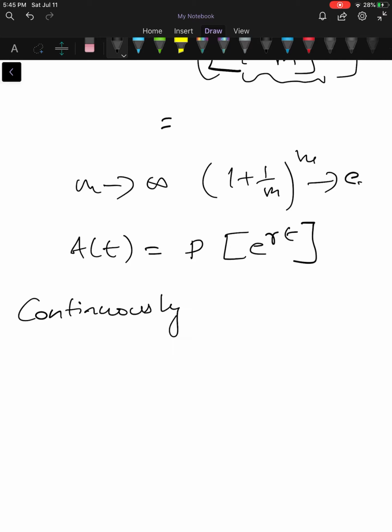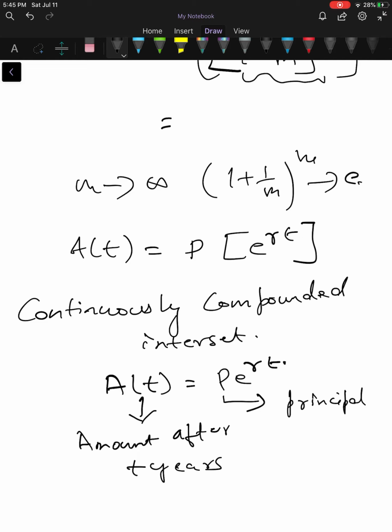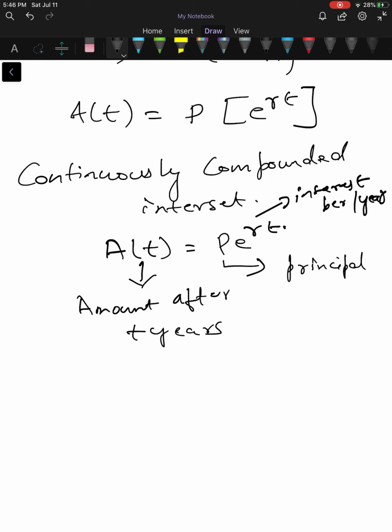To define that, continuously compounded interest is calculated by the formula A of t equals P e to the power of rt, where A of t is the amount after t years, P is the principal amount, e is the irrational number which approximates to 2.718 and so on, r is the interest rate per year, and t is time in number of years. So this is very easy to apply.